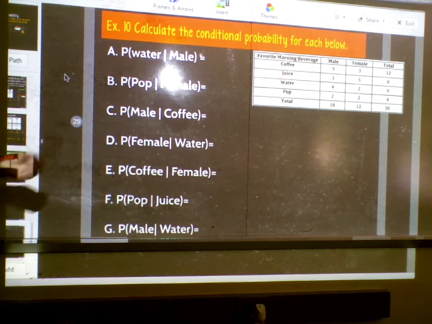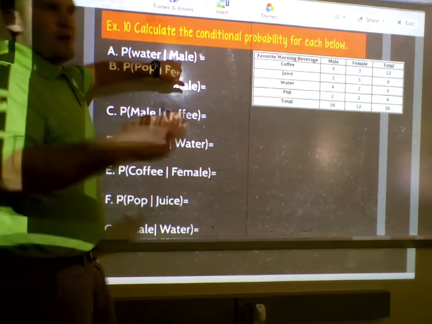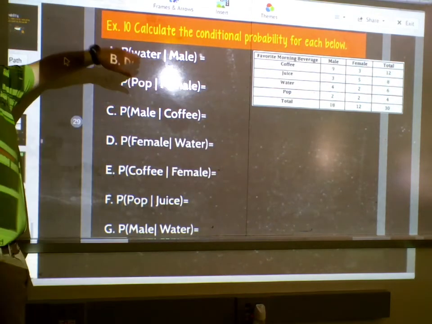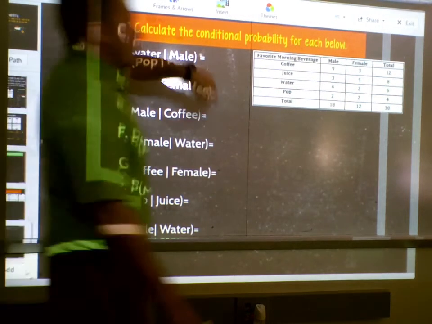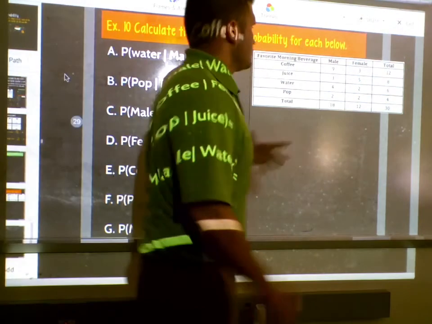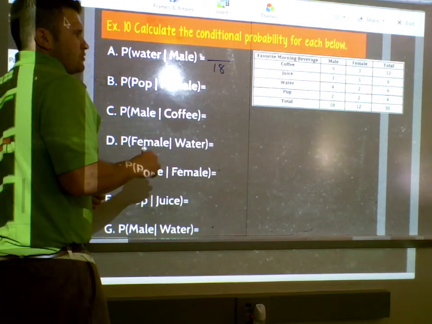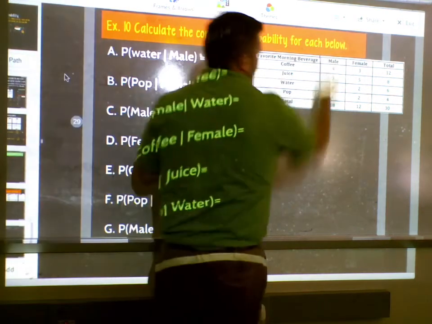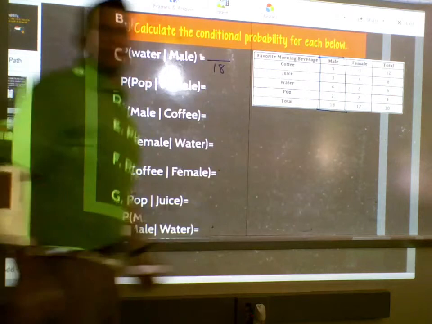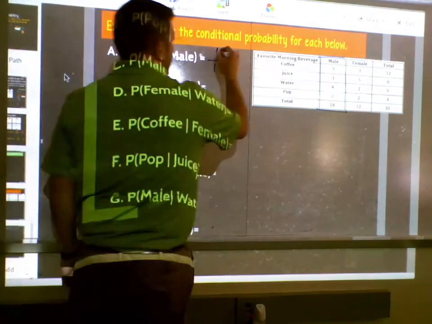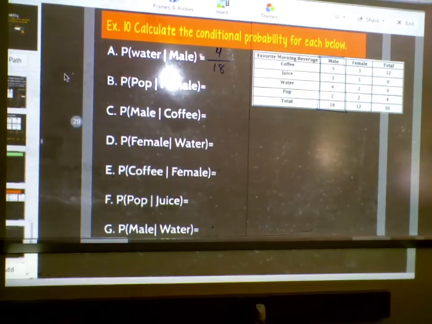The male population. Okay? We're saying of all the males in the survey, what's the probability of picking someone that likes water? So all the males in the survey, how many males are there? 18. Right? So 18 goes on the bottom. So out of the 18 males, so out of this population only, how many water drinkers do I have? 4. So my probability is 4 out of 18. What does 4 out of 18 reduce to? 2 ninths.